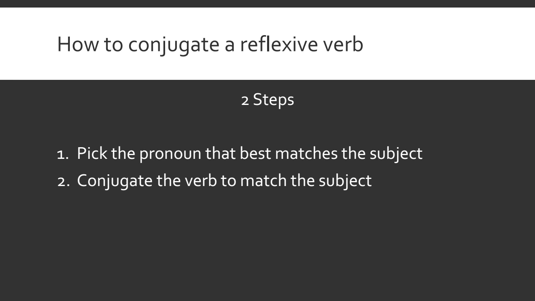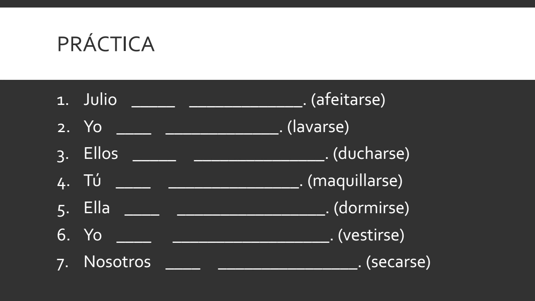So using reflexive verbs in a sentence is really easy. There's just 2 steps. All you have to do to use a reflexive verb is pick the pronoun that best matches the subject, and then conjugate the verb to match the subject as well. So I'll show you that in a couple examples here. All right, so let's do this practice together. So we've got Julio afeitarse. So Julio shaves himself. So since our subject is he, we need the reflexive pronoun se here.